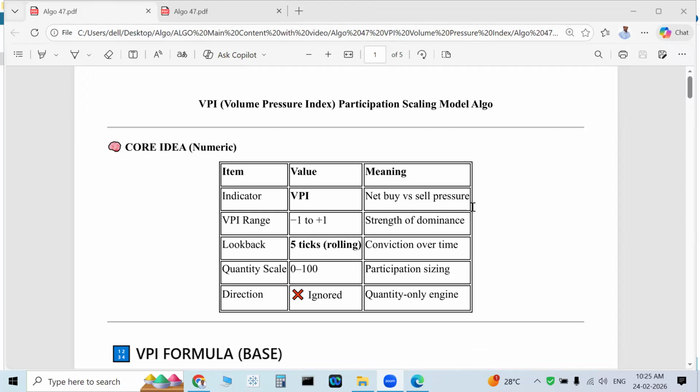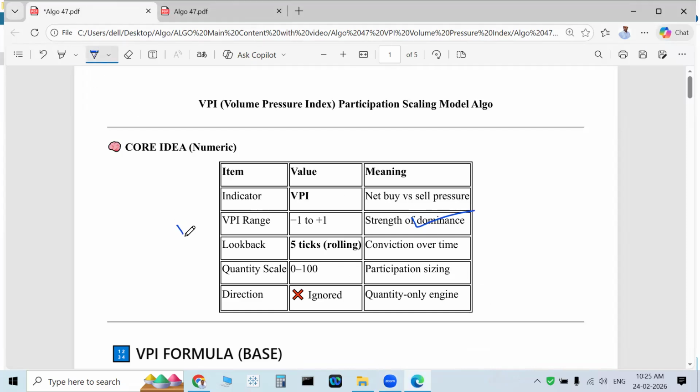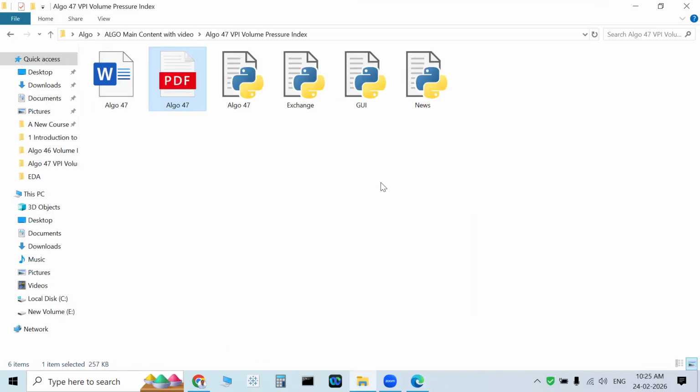Today I'm going to talk about one more algo trading technique, which is based on the volume pressure index. Now, this will not tell us whether to trade on the positive side or the negative side, but it is going to tell us what quantity to trade. If the VPI shows a certain dominance, meaning there is strength in the VPI, then we are going to trade with the highest quantity. And if there is no change in dominance, we are not going to trade. Now let me show you this first in the GUI, then you will be able to understand the mathematics also.